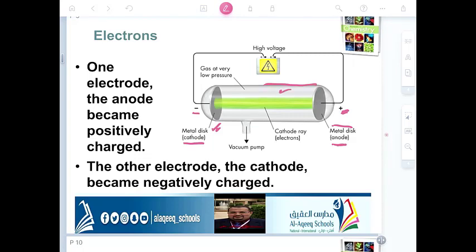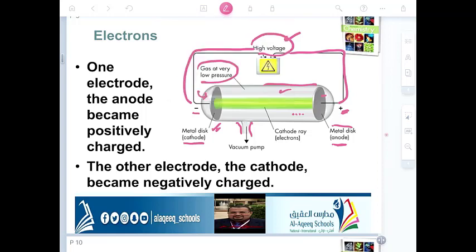Inside the tube is a kind of gas with very low pressure, and we have here a vacuum pump to take out any air inside first, then put some kind of gas inside the tube, and connect these two discs with very high voltage. So the voltage is very high, but the pressure of the gas is very low here. Don't confuse them. And allow the electricity to move from this end to the other end. What happens here?